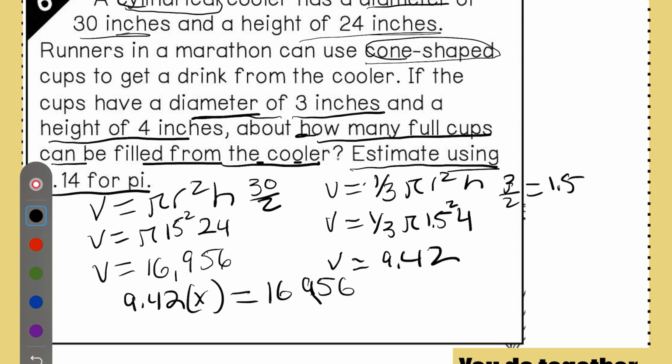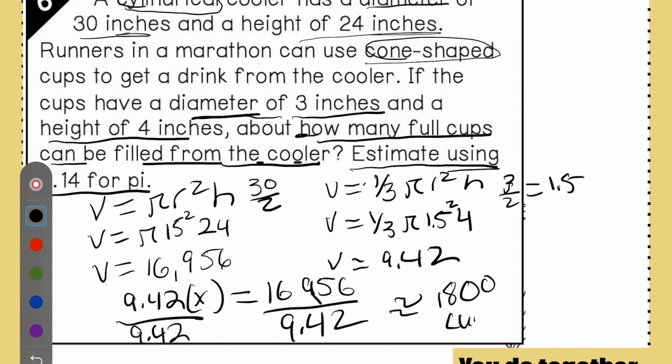So to solve that, we're going to divide 16,956 by 9.42. And it's going to equal approximately 1,800 cups. So you're going to get approximately 1,800 cups from your cooler. That's how many cups you could fill up.